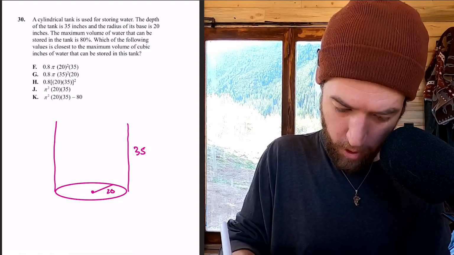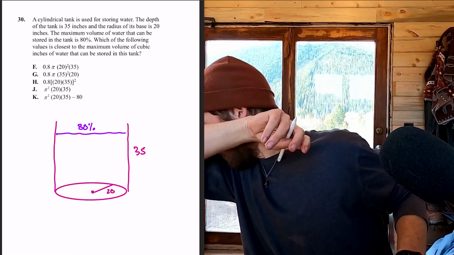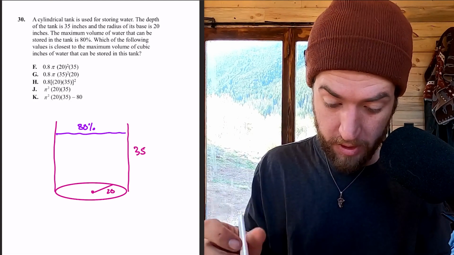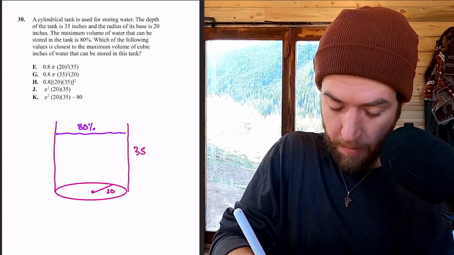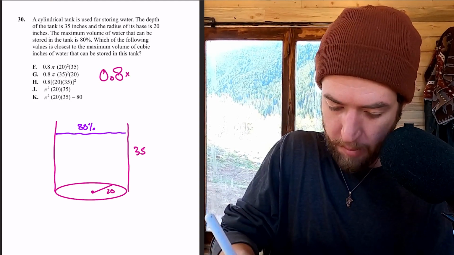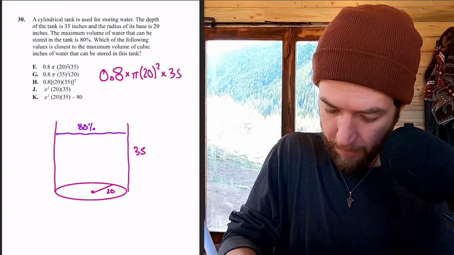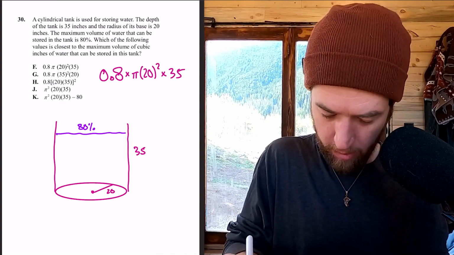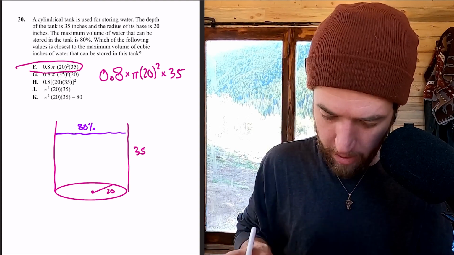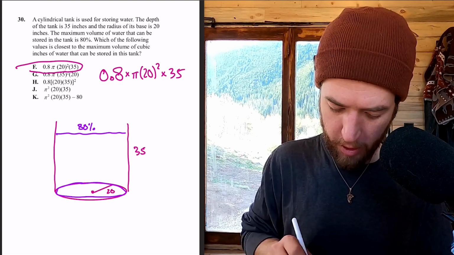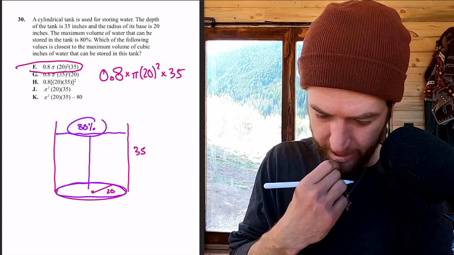Maximum volume of water that can be stored is 80%. So 80% of the overall volume. Which of the following values is closest to the maximum volume in cubic inches of water that can be stored? So it's 80% of the volume of the tank. So 0.8 times pi times the radius squared times the height, 35. Oh, and look, all these answers are just expressions. So it's literally this first one. Is that right? Yeah, the volume of a cylinder is the area of the circle, pi r squared, times its height. But then we need to take 80% of that. I think that's right. I think it's letter F.